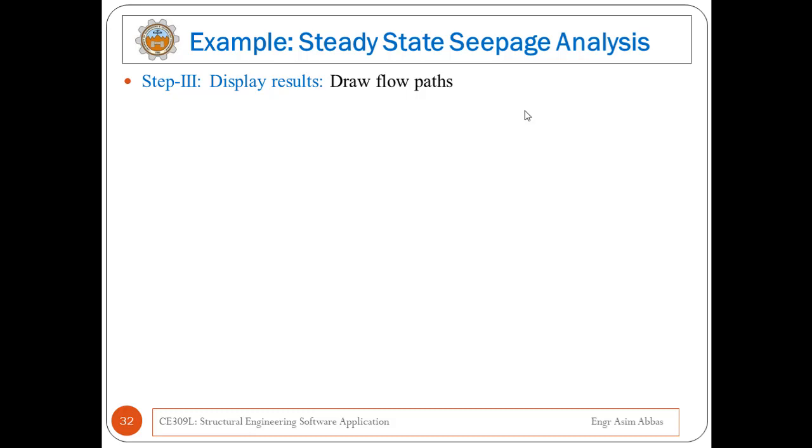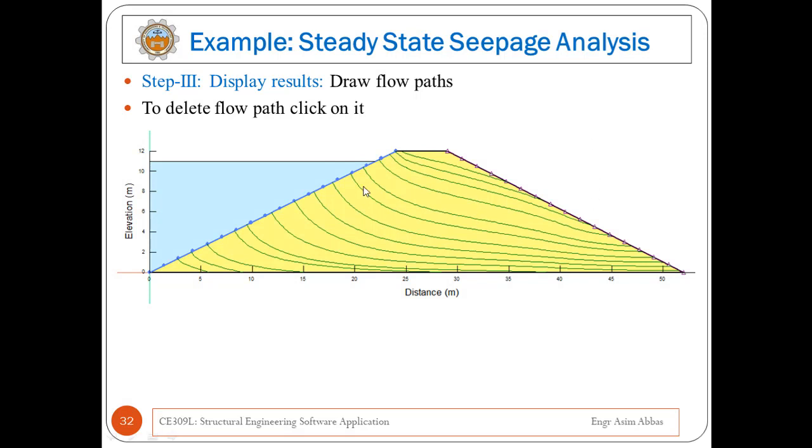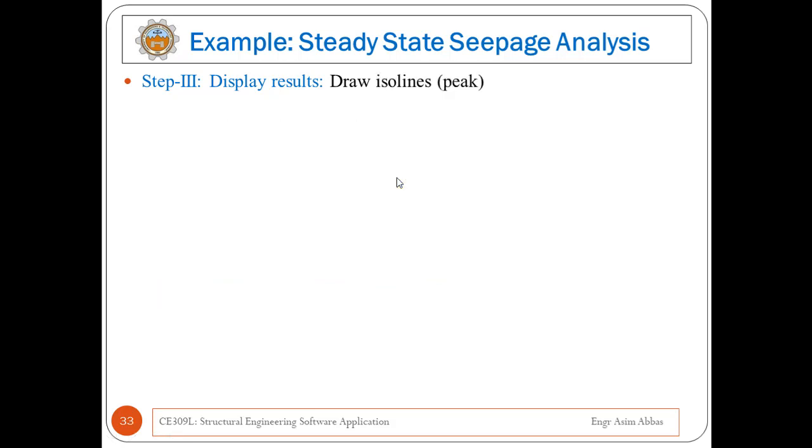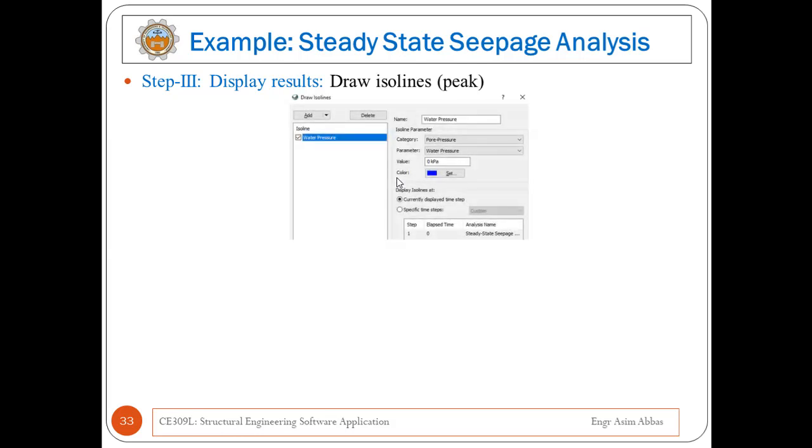For that, go to draw and choose flow path and click on the embankment fill. So it will draw the flow path accordingly, like this, right? If you want to delete a particular flow path, you just click on that, so it will be deleted. And we can also draw iso lines. It is a line having peak values, right? So for that, go to draw and click on the iso line. So this window will appear. From here we will click on the water pressure and change the other parameters from here.